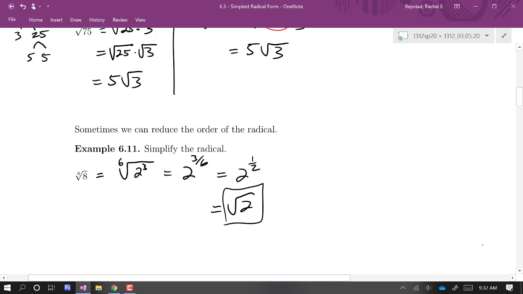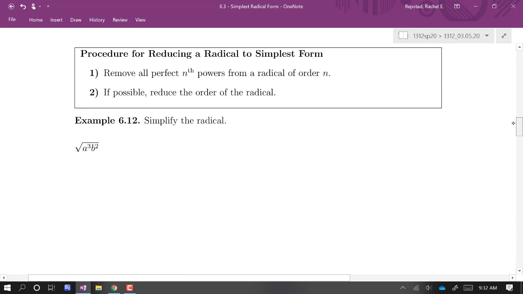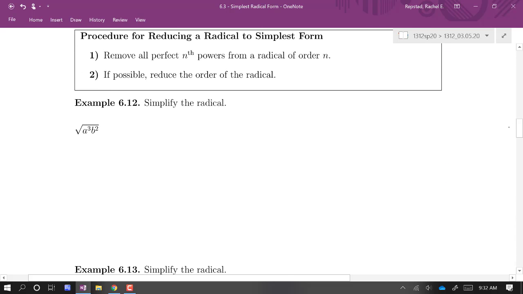So on the next page, we have kind of just a procedure. I called it a procedure, but I don't know if it really describes the procedure. It just says what we want to do in order to make sure we're simplified. It's what we already mentioned: remove any perfect nth powers, reduce the order of the radical if you can.